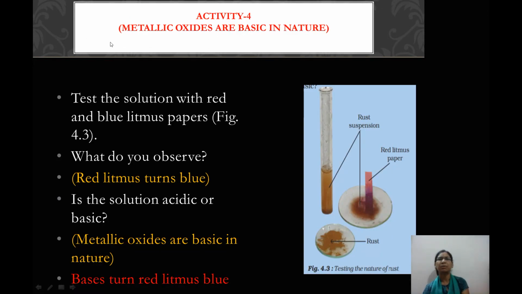Activity 4. Metallic oxides are basic in nature. Test the solution with red and blue litmus paper. This is litmus paper, red color litmus paper. When we dip it in the rust suspension, it turns blue. So what do you observe? We observe that red litmus turns blue.